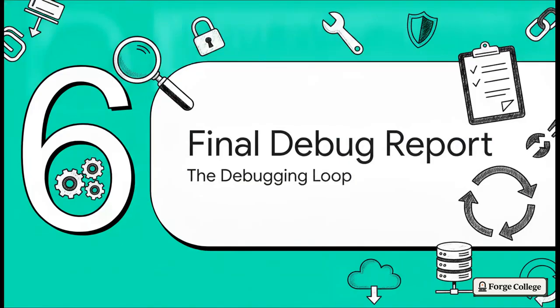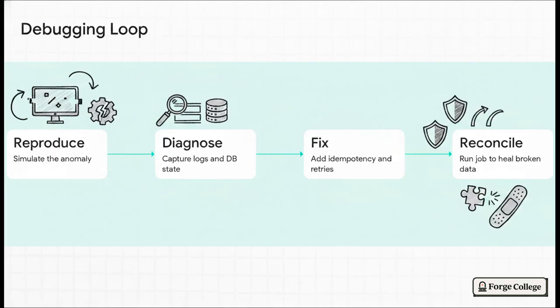Section 6. The final debug report. So the crucial point here is that this loop is the actual artifact you'll be building in this lab. It's a 4-step debugging loop. First, reproduce the anomaly in a safe environment. Second, diagnose it by capturing your database state and those structured logs we just talked about. Third, apply the fix, so your idempotency guards and backoffs. And fourth, reconcile the system to heal any broken data.